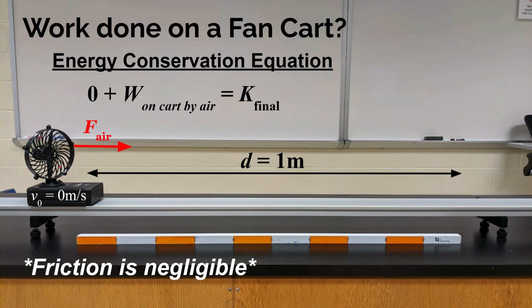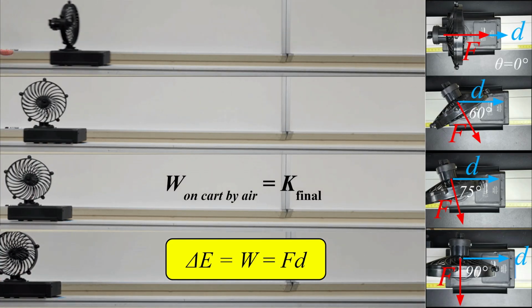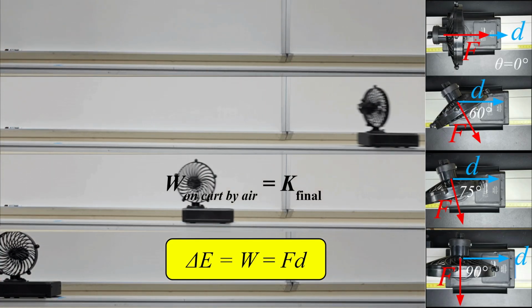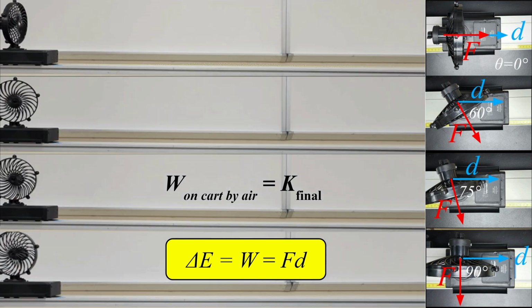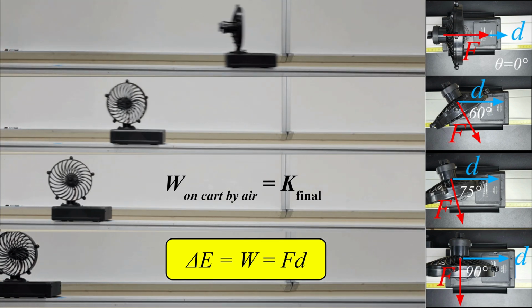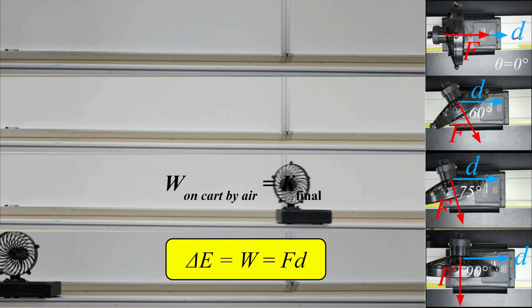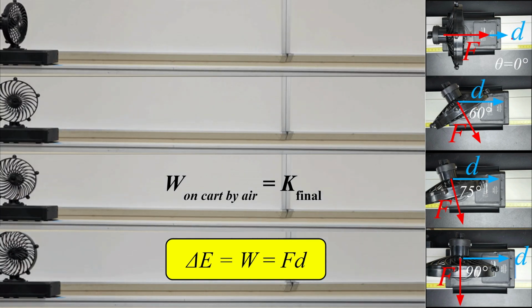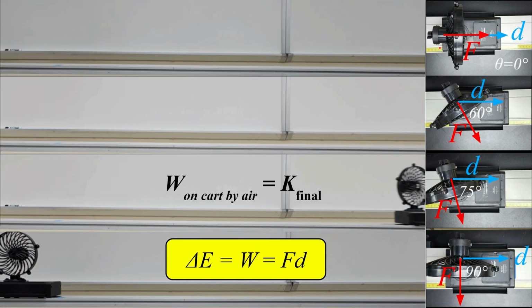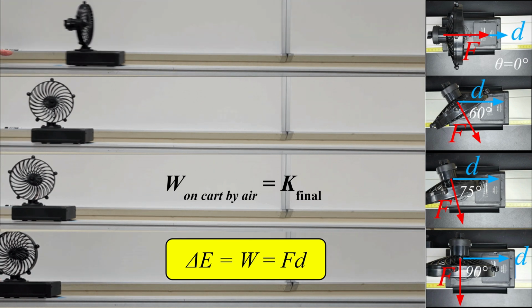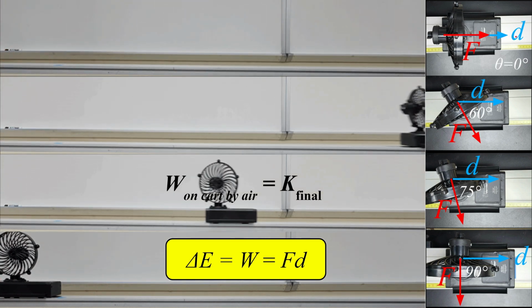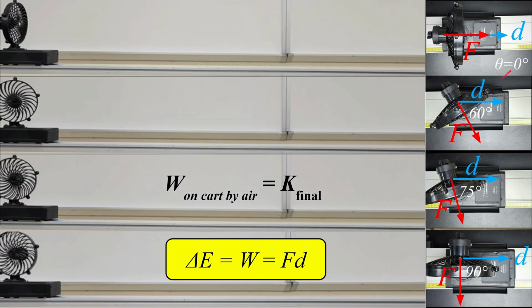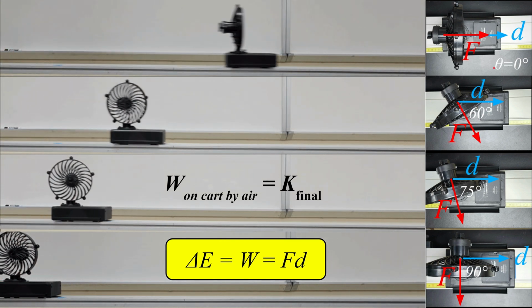So less of that force is in the direction of the fan cart's displacement. So let's see what that looks like. On the right here, I'm showing the top perspective of the direction of the air's push on the fan cart compared to the direction of the fan cart displacement. For the top scenario, the pushing force of the air is in the exact same direction as the system's displacement. There's no angle between those two things. We can say the angle between them is 0 degrees.